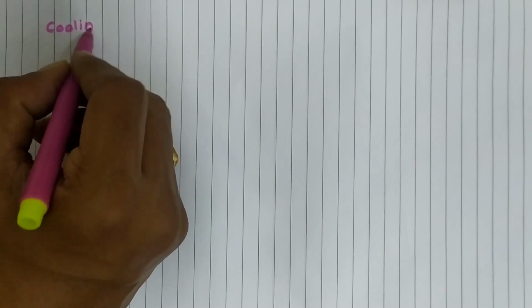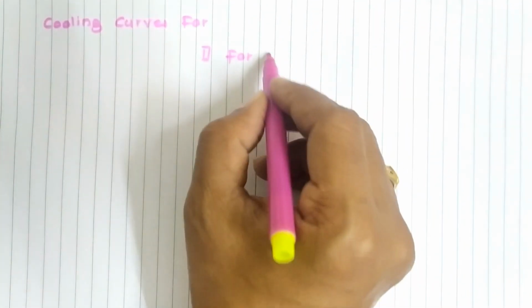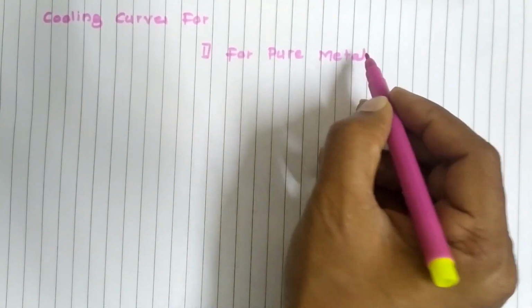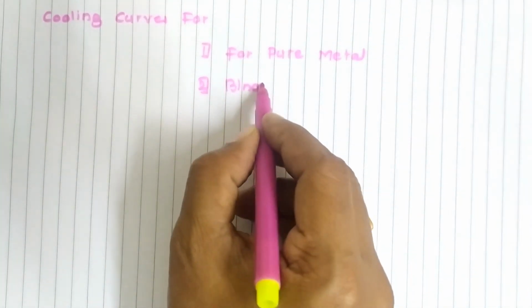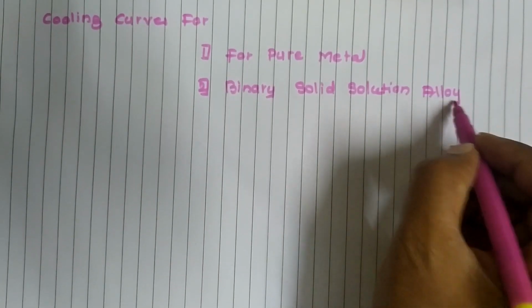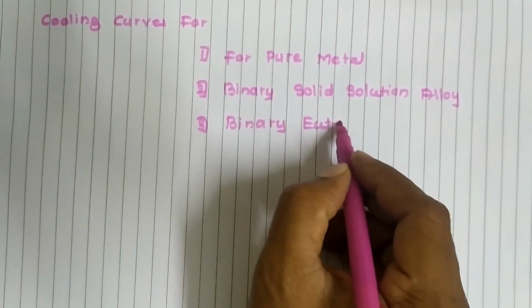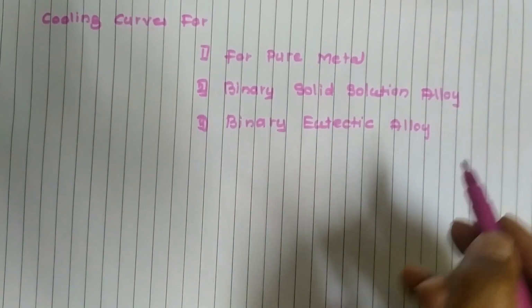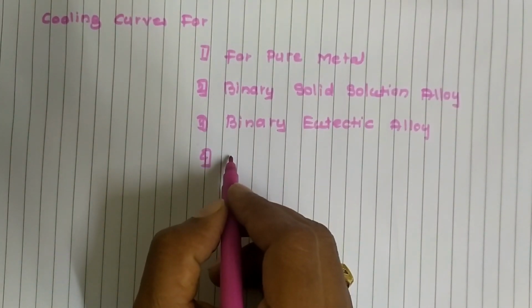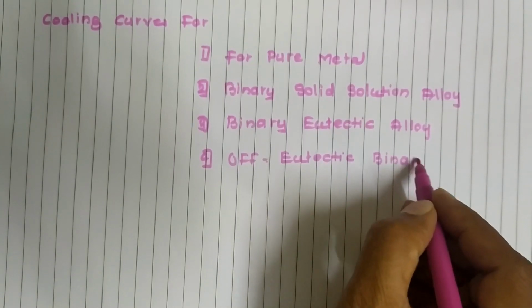Today we are going to study the next part, that is cooling curve for number one, pure metal, number two, binary solid solution alloy, number three, binary eutectic alloy, and last one, number four, off eutectic binary alloys.